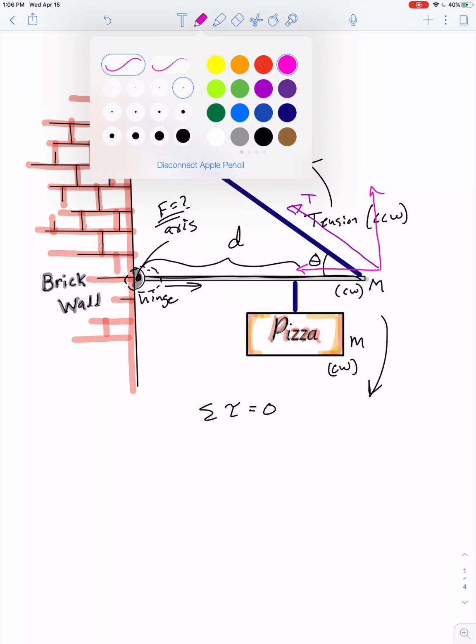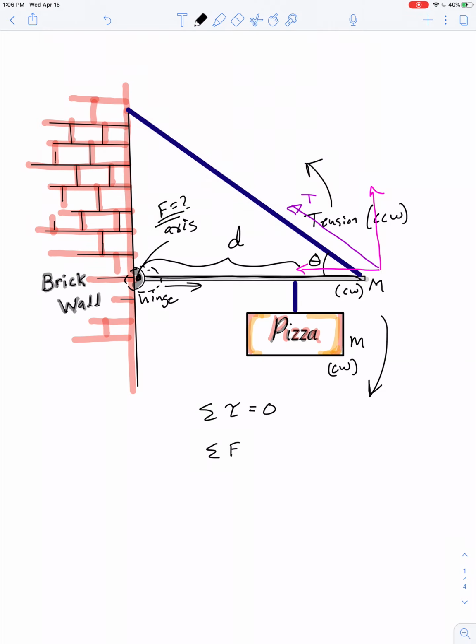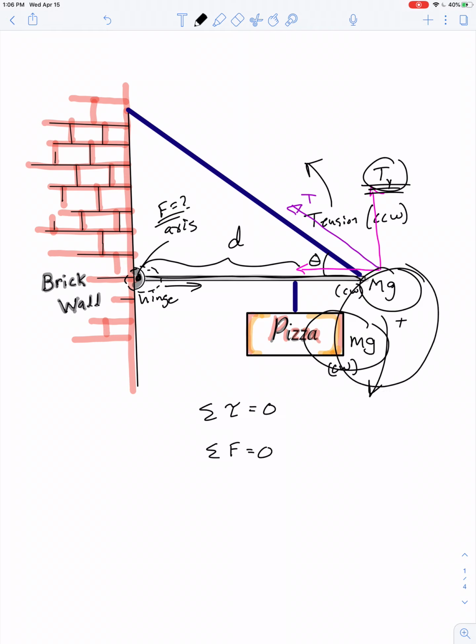Now, if we apply the other condition for equilibrium that says net force equals zero, then this vertical component of the tension offsets some of the weight of the pizza sign and some of the weight of the beam. But there's no guarantee that that component of tension exactly equals the sum of these two weights, because there could be some vertical component to the force at the hinge. There's certainly this horizontal component to help offset the horizontal component of the tension.